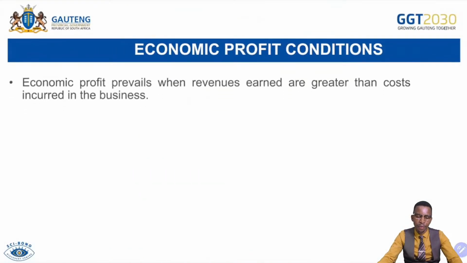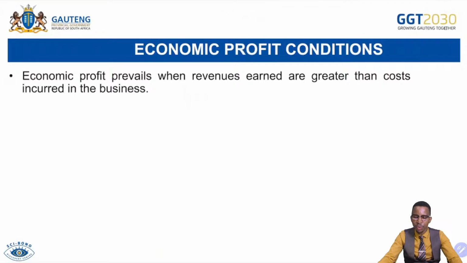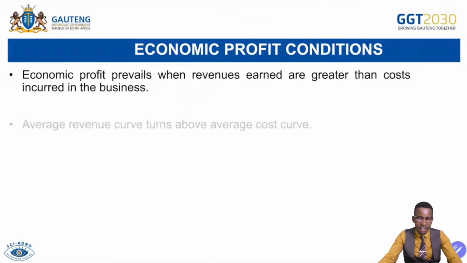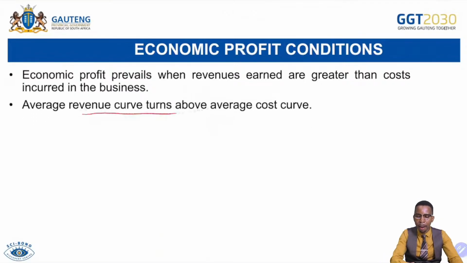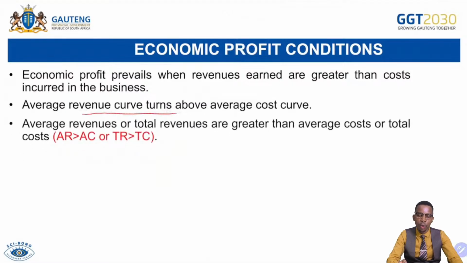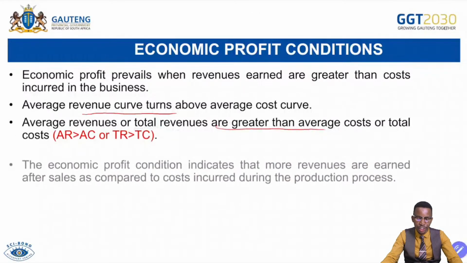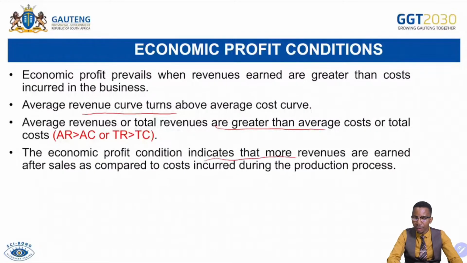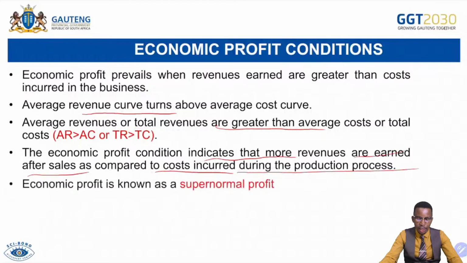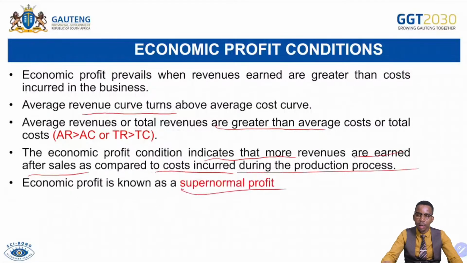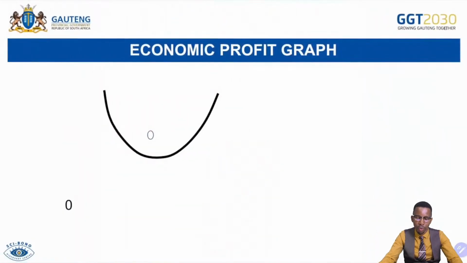We go to the economic profit condition. Profit occurs when revenues earned by the business are more than the cost incurred in the business, and average revenue tends to be above the average cost curve. Then average cost tends to be below average revenues. So average revenues or total revenues are greater than average cost or total cost in that situation. The economic profit condition indicates that more revenues are earned by the business after sale compared to the cost incurred in the business during the production or distribution process. Economic profit is known as supernormal profit. Be aware of that. Then we go to the graph.